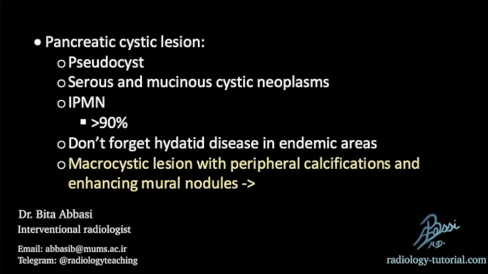In the current case, the presence of a macrocystic lesion within the pancreas, associated with peripheral calcifications and enhancing mural nodules, makes mucinous cystic neoplasm the most probable diagnosis.